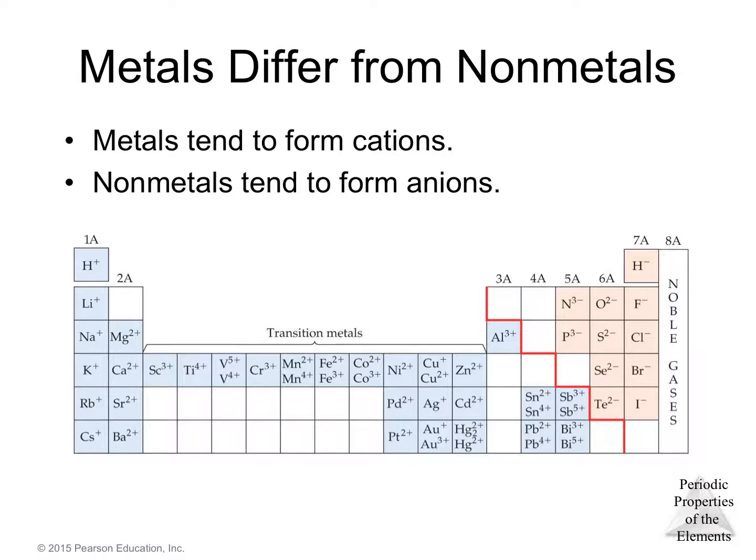You can see here your trends in charge. Everything in group 1 tends to have a charge of +1. Group 2 is +2. Group 3 is generally +3. Skip across to here, your nonmetals. This group is -3, -2, -1. And then here in the middle, your transition metals can take multiple charges. So a lot of times you see like iron can be +2 or +3.